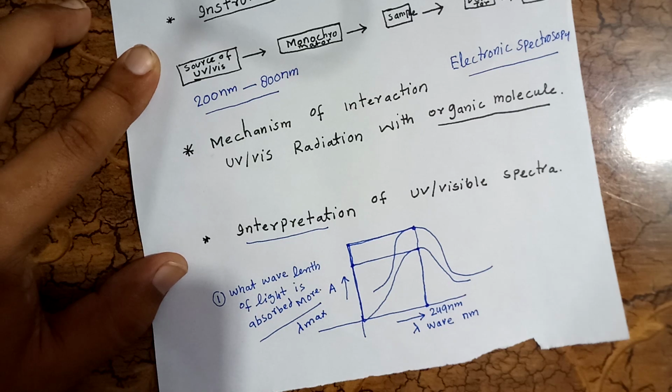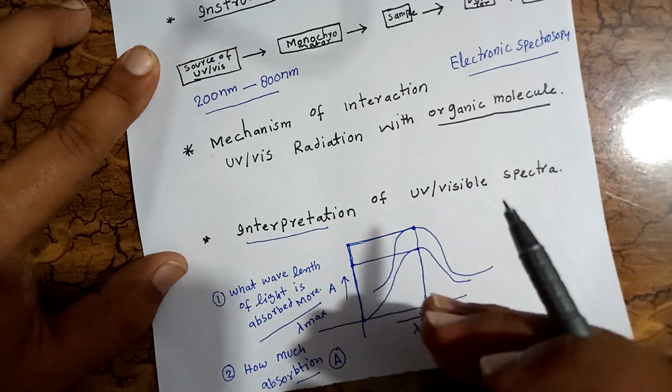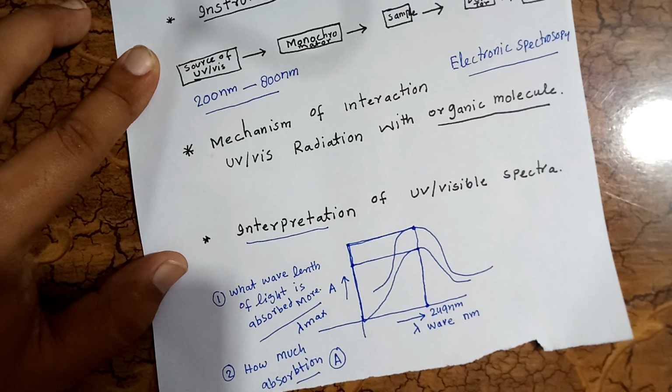One, at which wavelength maximum absorption occurs, and how much absorption occurs at that wavelength. How much absorption occurs gives us the concentration, that is the quantity, that is the quantitative analysis. And at which wavelength gives us the qualitative analysis.